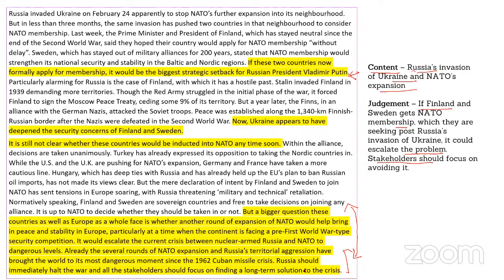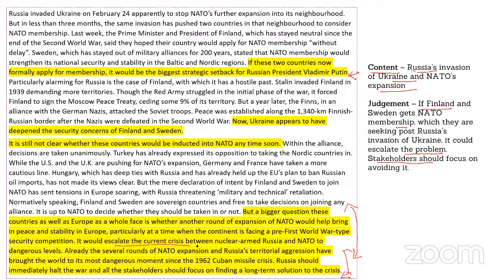Right. So the things in yellow were the things where you should have focused more, because that is what the judgment is. Russia should immediately halt the war, and all the stakeholders should focus on finding a long-term solution to the crisis. Right? And here he said, but the bigger question these countries as well as Europe as a whole face is whether another round of expansion of NATO would help bring peace and stability in Europe.